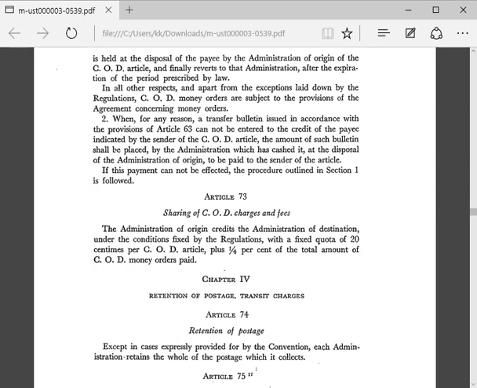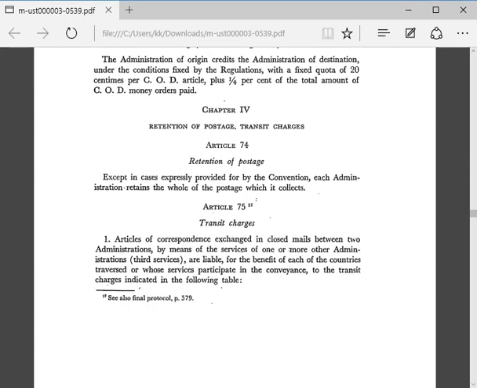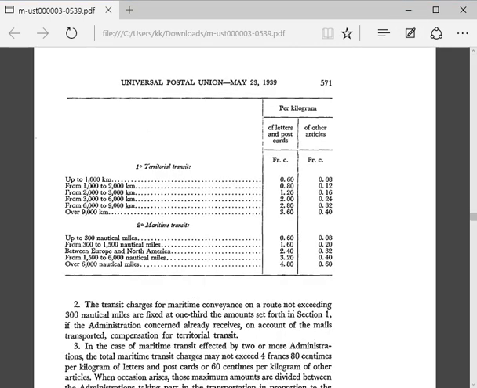Retention of postage against transit charges. Article 74. Retention of postage. Except in cases expressly provided by the Convention, each administration retains the whole of the postage which it collects. Article 75. Transit charges. Articles of correspondence exchanged in closed mails between two administrations by means of the services of one or more other administrations are liable, for the benefit of each of the countries traversed or whose services participate in the conveyance, to the transit charges indicated in the following table. And here's another graph here.